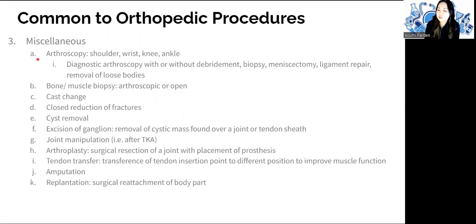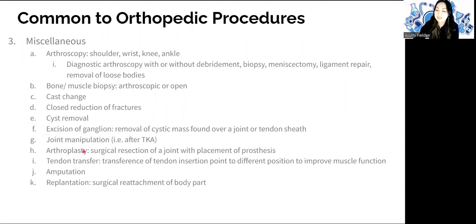Diagnostic arthroscopy is usually done with something else. So they might be doing debridement, biopsy, meniscectomy, ligament repair, or removal of loose bodies. Bone and muscle biopsy can be done arthroscopically or open. They might be doing cast exchange, closed reduction of fractures, cyst removal, excision of ganglion, or joint manipulation, especially after a joint replacement when the joint got stiff. They need to really loosen up that joint again, and that's very painful. So they do it under anesthesia.